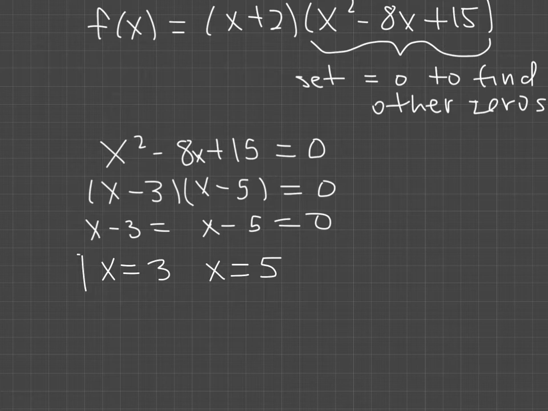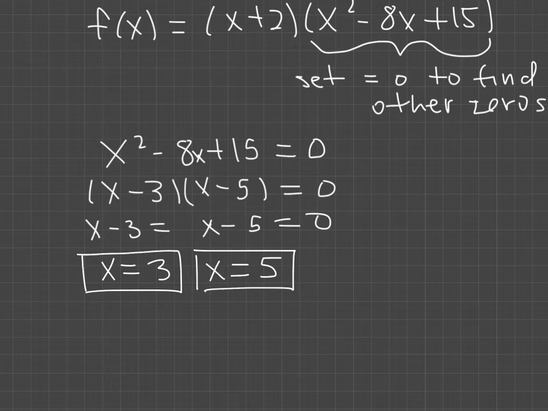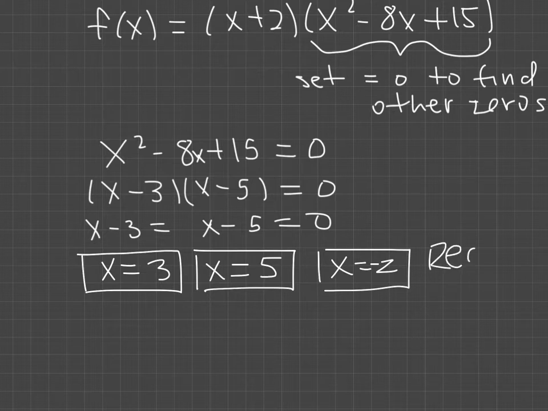Okay, so that answers the first part of the question. And so that was x equals 3, x equals 5 goes along with x equals negative 2 as the real zeros of the function.